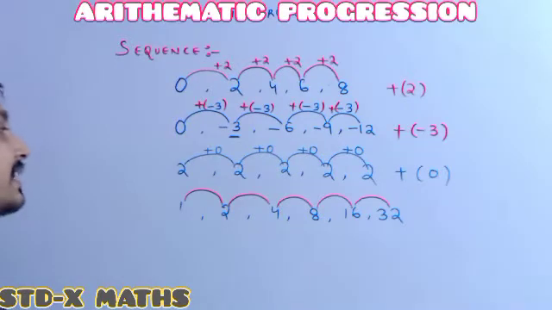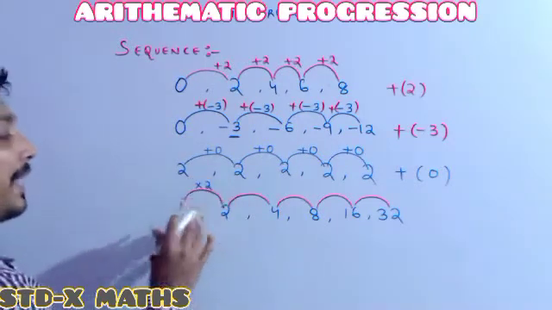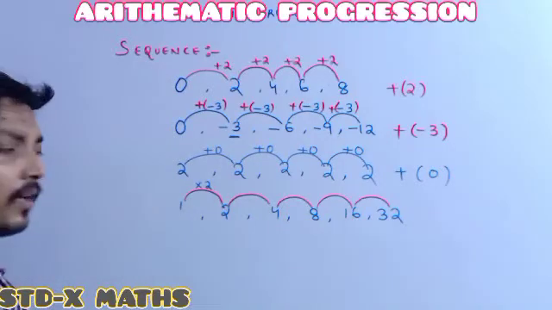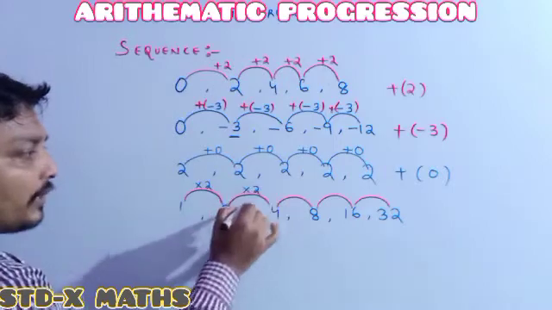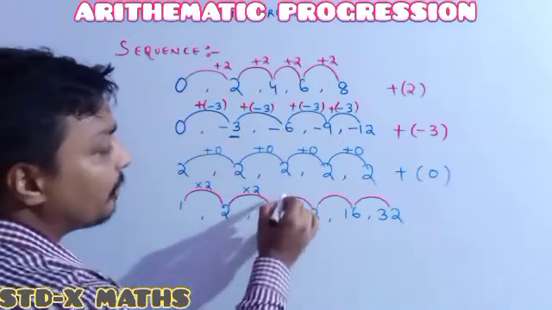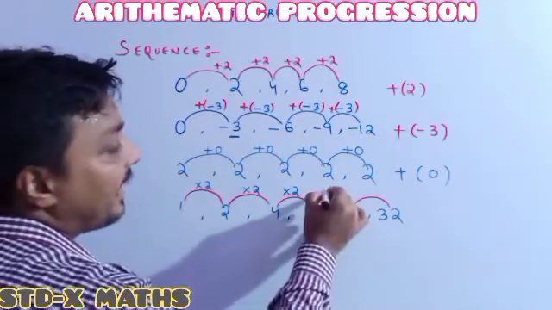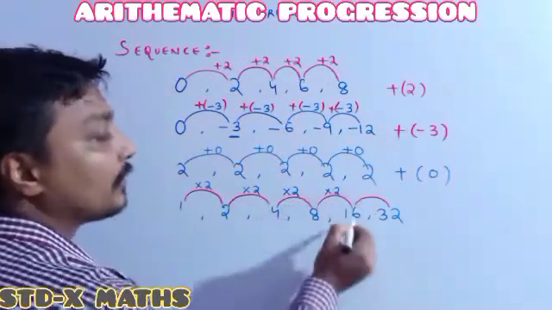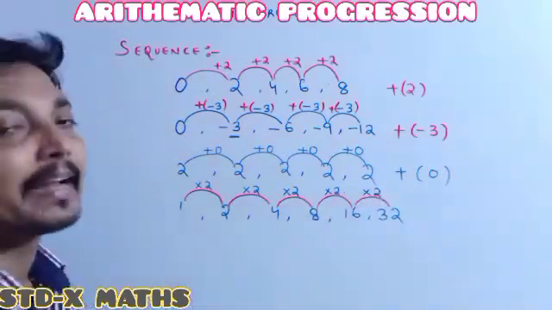So I am saying 1 becomes 2, it means whenever you multiply 1 by 2, it becomes 2. With the 2, whenever you multiply 2, you find 4. With the 4, whenever you multiply 2, you get 8. With the 8, whenever you multiply 2, you obtain 16. With the 16, whenever you multiply 2, you get 32.